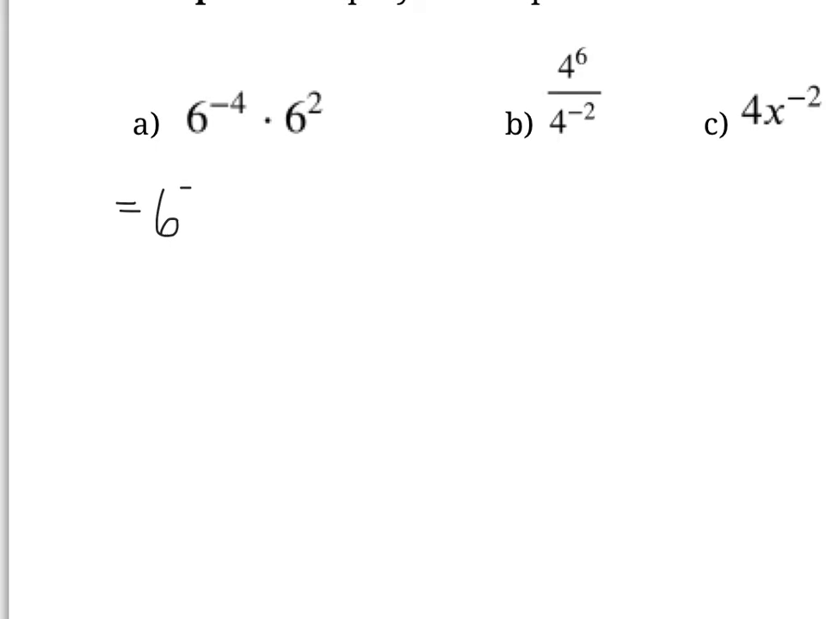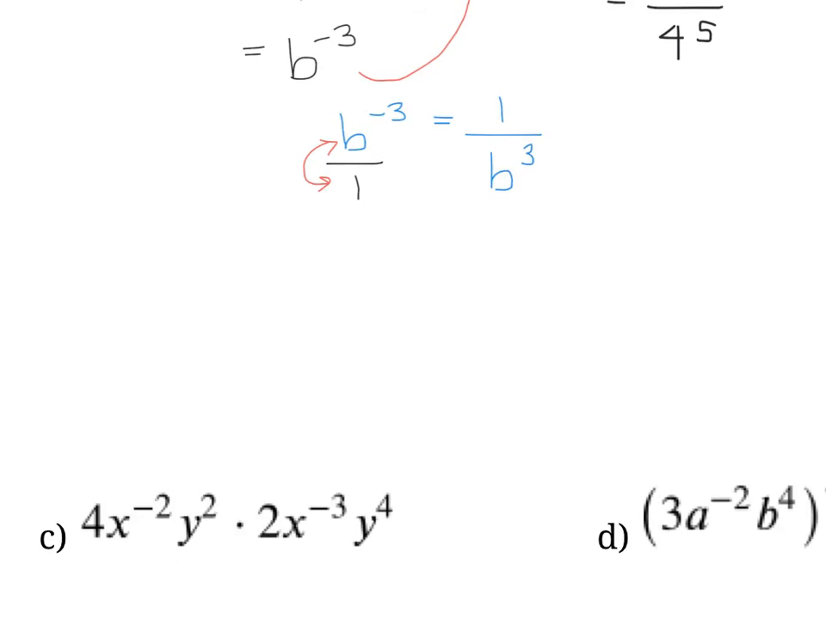So I'm going to do 6 to the power of -4 plus 2. And if you are still having trouble with integers, put that into your calculator. That's going to be 6 to the power of -2. So right now, if this was out of 3, we have 2 out of 3. We are almost done. But we cannot leave a negative exponent. So we are going to do exactly what we did up here.